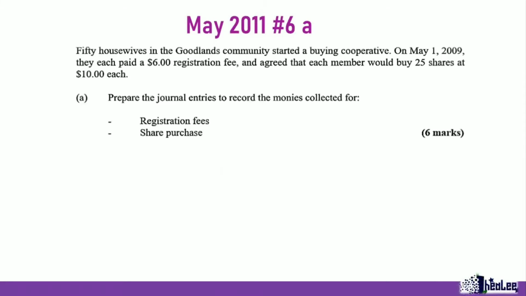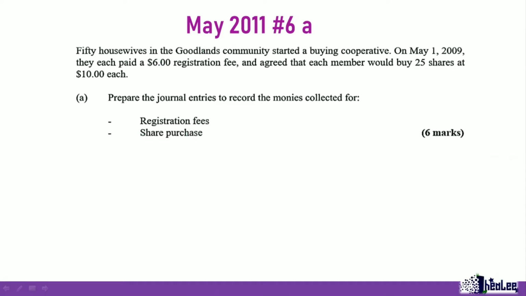The question reads, 50 housewives in the Goodlands community started a buying cooperative. On May 1st, 2009, they each paid $6 registration fee and agreed that each member would buy 25 shares at $10 each. You're asked to prepare the journal entries to record the monies collected for registration and for the shares purchased.